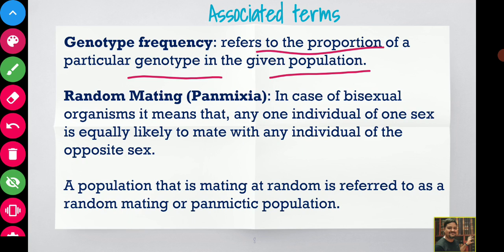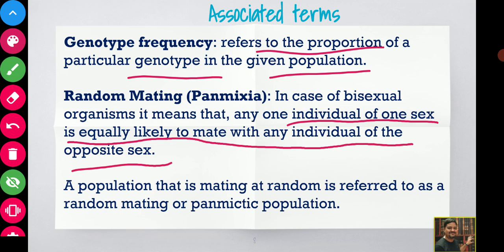Another term is random mating. That also we have seen when I was discussing Mendelian genetics or Mendel's law. Random mating is also known as panmixia. So in case of bisexual organisms, what random mating means is that any one individual of one sex has an equal chance to mate with any individual of the opposite sex. So a population that is mating at random is known as a panmictic population.